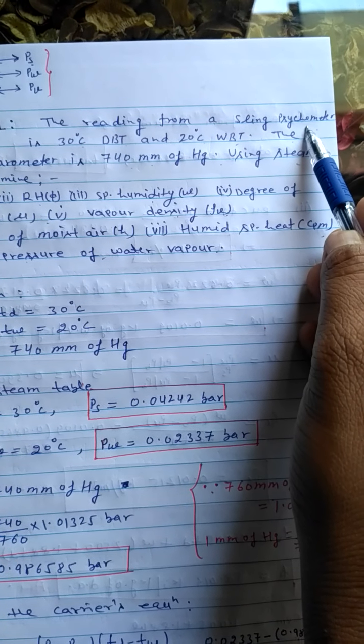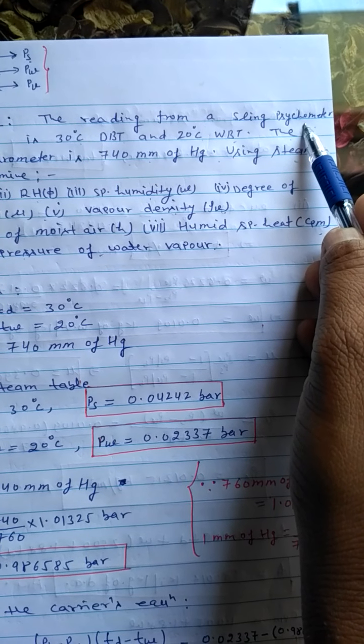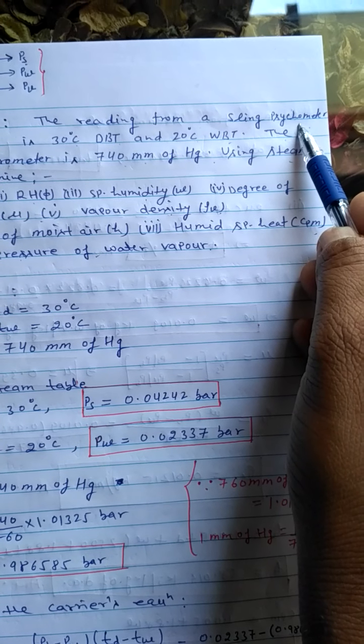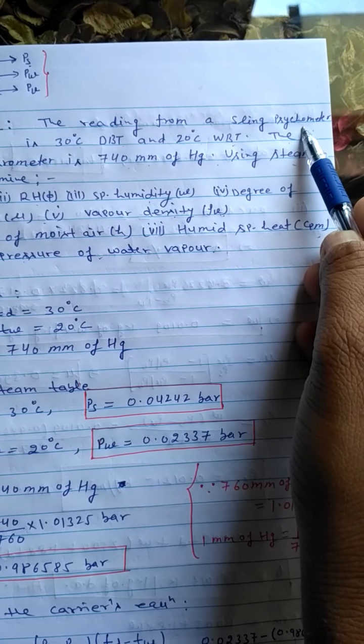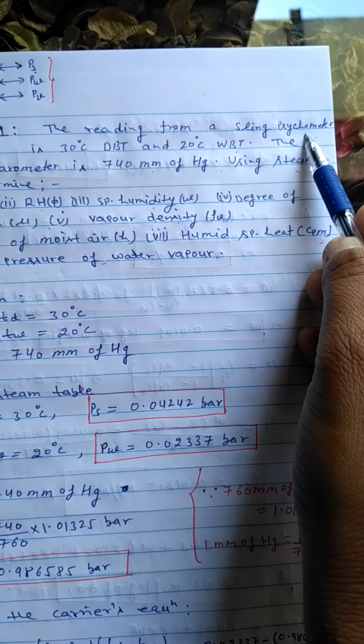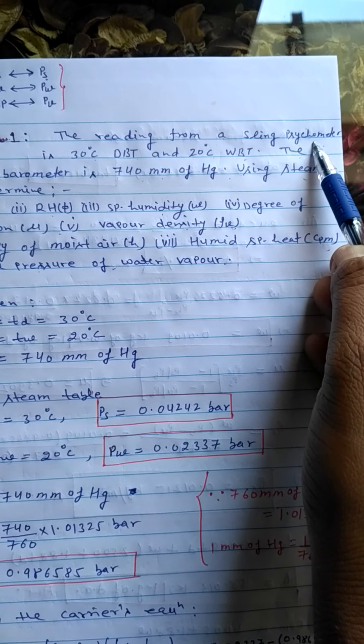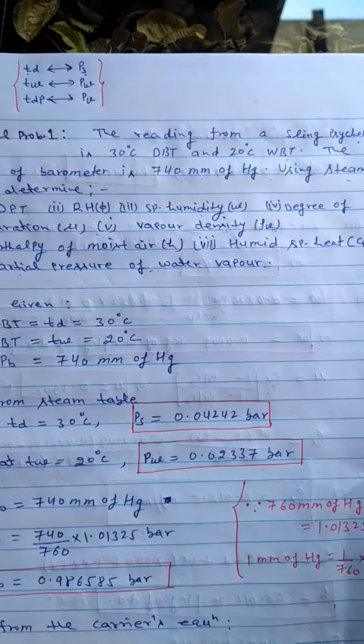Sling psychrometer is an apparatus having both the thermometers, dry bulb thermometer and wet bulb thermometer, and with the help of sling psychrometer we can measure the value of dry bulb temperature and wet bulb temperature.